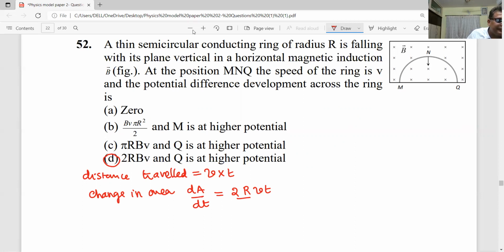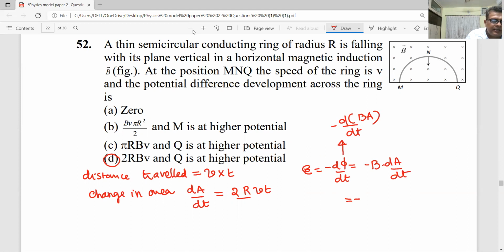Into VT. Is that clear? What is EMF? EMF is equal to minus d phi by dt. The magnetic field is constant, so only the area changes, and it is minus d by dt of B into A. Why B into A? Because flux is equal to B into A, right? So it is dA divided by dt.